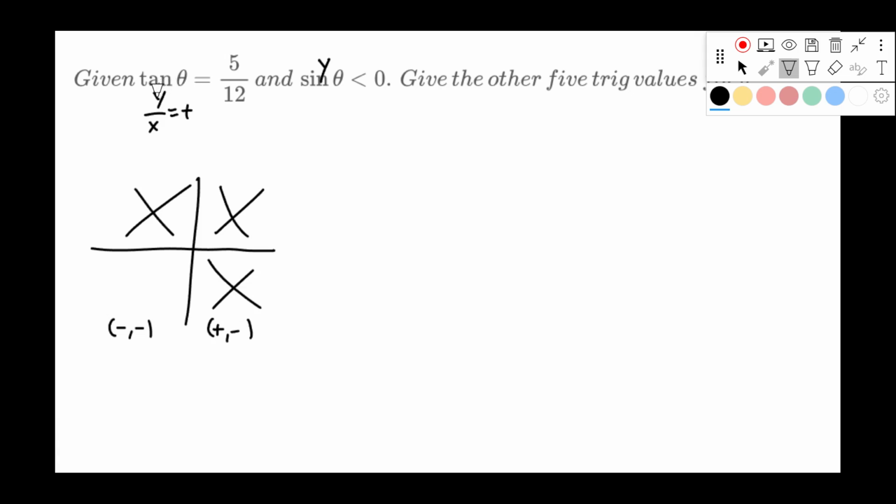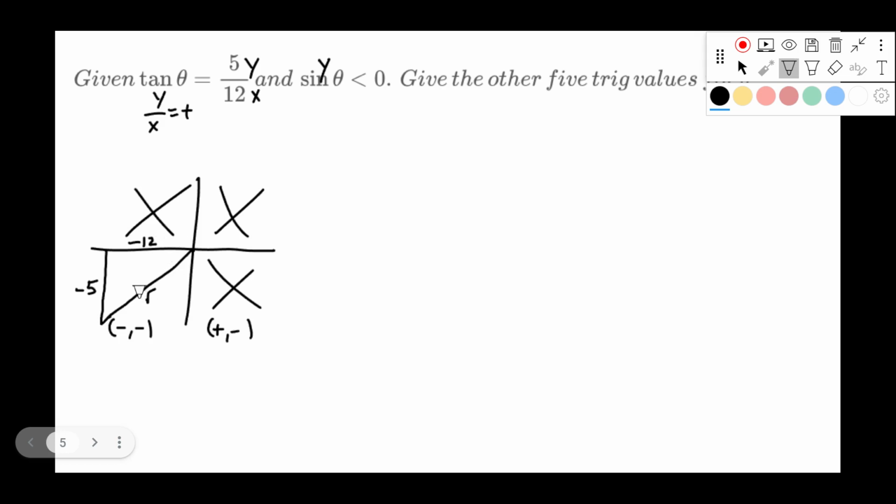Now I know the y coordinate is on top and the x coordinate's underneath for tangent. The y coordinate's 5, the x coordinate's 12. So I'm going to build a triangle in quadrant 3. Here we go. There's my triangle. I built my triangle. The y coordinate is 5, but it's really important to know what quadrant to build the triangle in, because my y coordinate is 5, but I'm going down 5 on the coordinate plane. So that's actually negative 5. My x coordinate is going to the left 12. So that's actually negative 12.